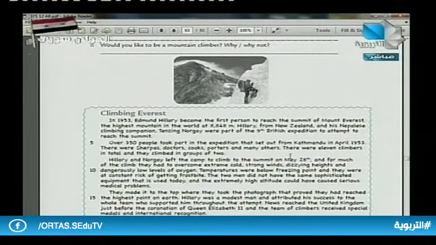Yes. There were 11 climbers in total. But the climbers were 11, and they climbed in only two. The climbers are the people who climbed. The others in the team were helping.